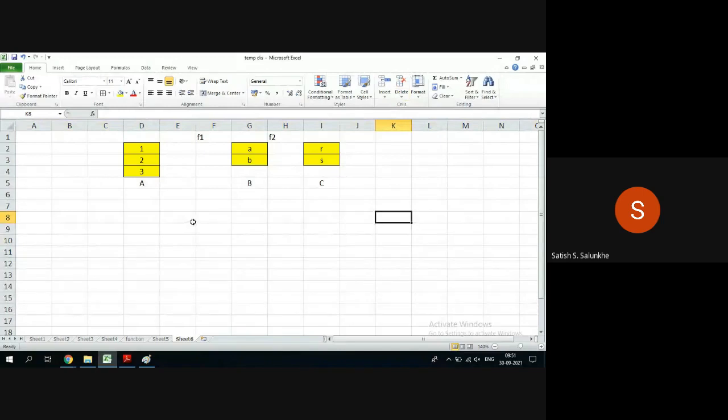So let us say the function f1 is defined from A to B, f1 equal to 1 comma a, 2 comma a, 3 comma b, and there is a function f2 from set B to set C. Let us say it is something like this: a comma s and b comma r.